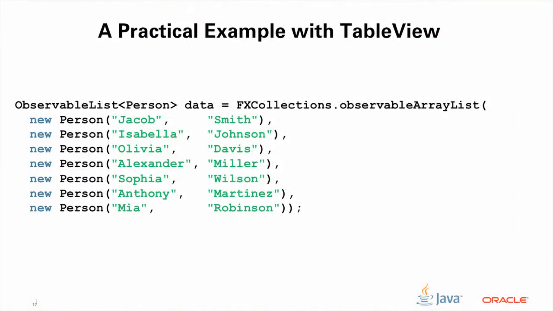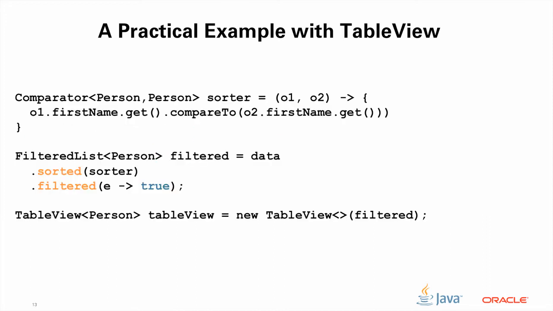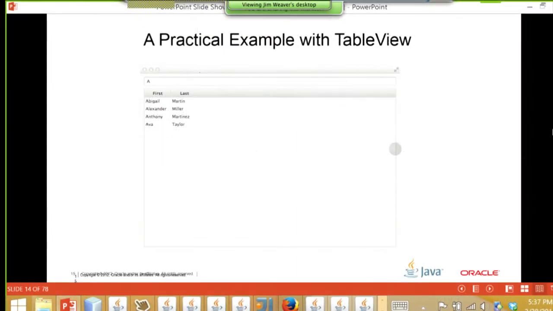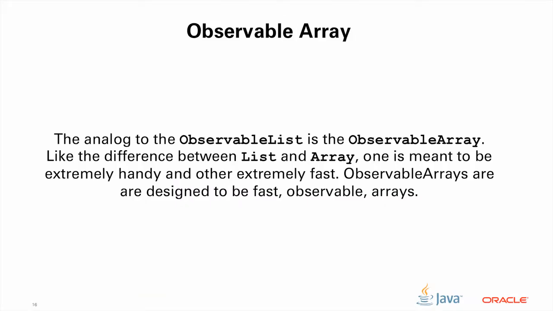So this slide shows a practical example with a table view of the filtered list. That's the demo I just showed you, and this is the code behind it. And there's the output.